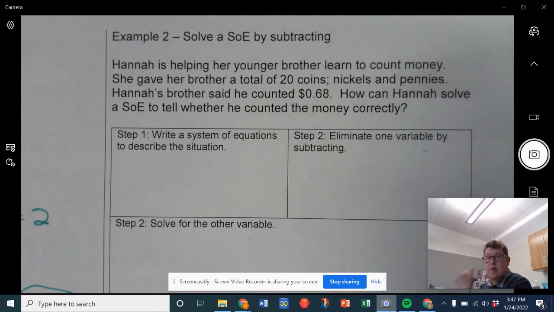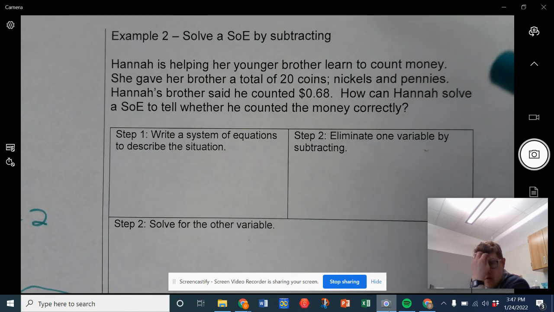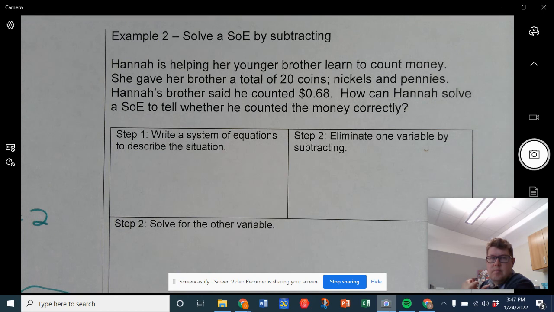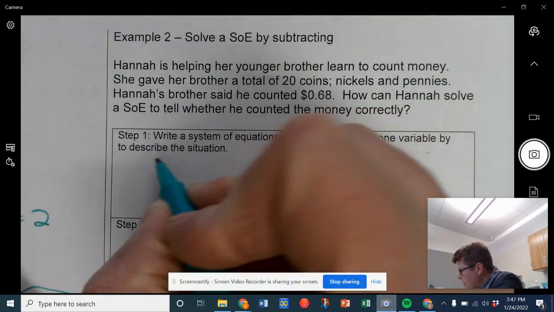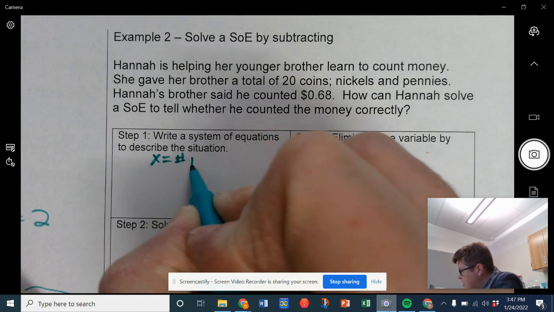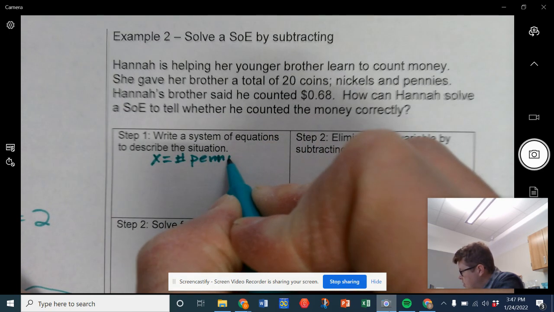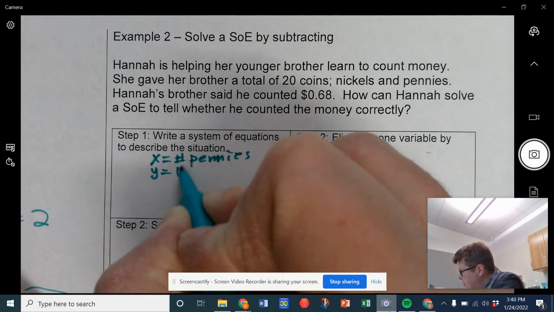So Hannah is helping her younger brother learn to count money. She gave a total of 20 coins, nickels and pennies, counted 68 cents. How can Hannah solve a system of equations to tell whether he counted the money correctly? So we'll say x equals number of pennies, y is the number of nickels.